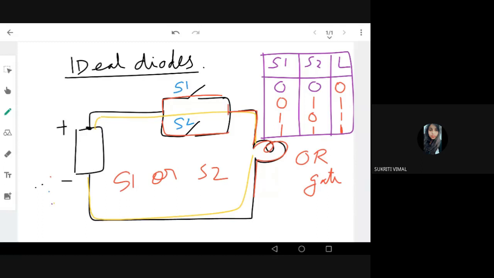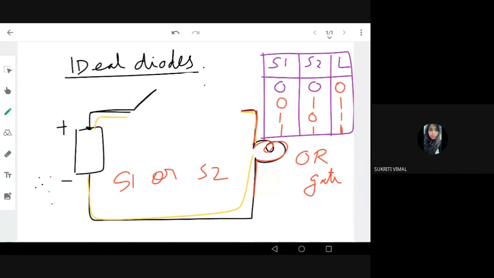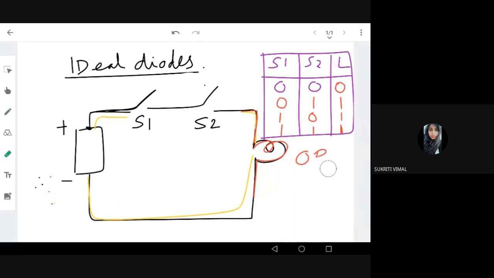Okay. Now if I change this connection, to switch S1 in series. So this is S1, this is S2. Now how does the output change? Now we can see the circuit is complete only if both S1 and S2 are on, because they are in series. Yeah, this is an AND gate.